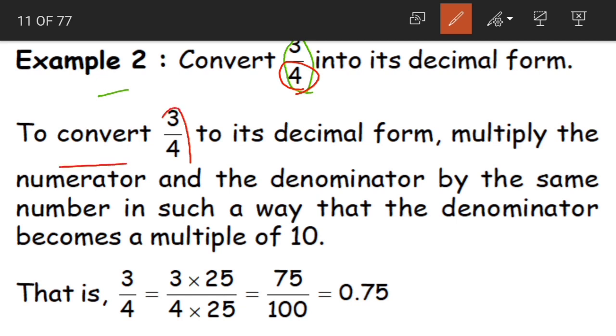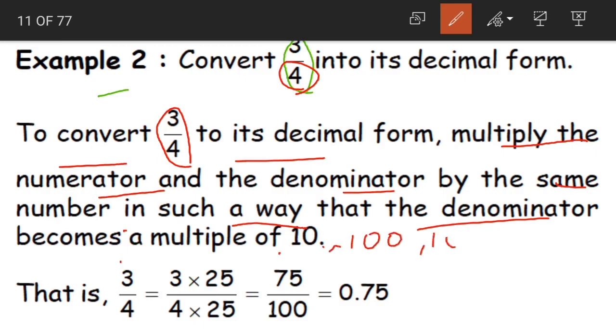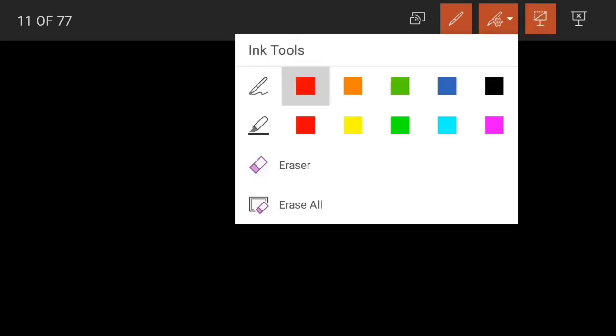To convert this 3 by 4 to the decimal form, we need to multiply the numerator and denominator by the same number in such a way that the denominator becomes a multiple of 10. That means the denominator becomes 10, 100, 1000 or so on. To convert this into decimal form, we need to multiply both numerator and denominator by the same number. So we need to find the equivalent fraction, children.